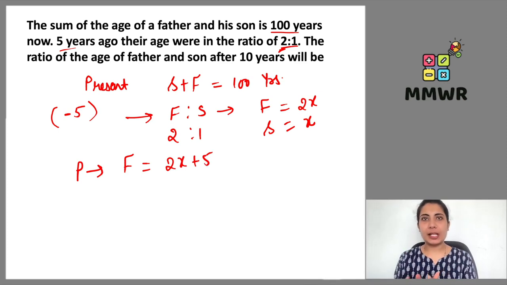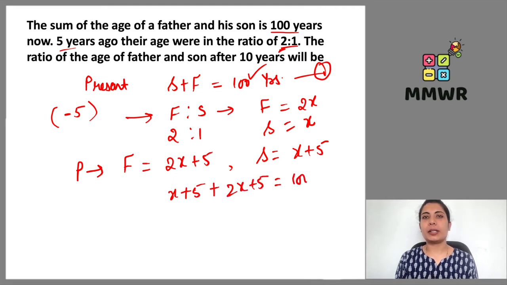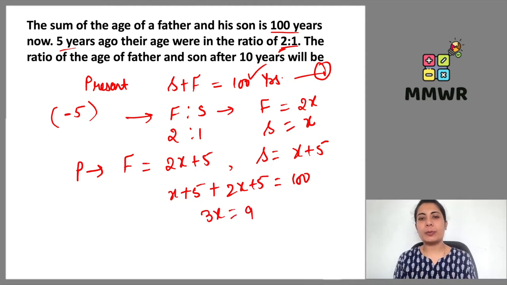Father is now 5 years older, right? This is the age from 5 years ago. And son's age will be x plus 5. Now we have to substitute this in place of son plus father is equal to 100. This is the first equation. We will be substituting the value of son and father's present age. So present age is x plus 5 plus 2x plus 5, right, is equal to 100. This gives me 3x plus 10, which goes to that side, making it 90. 100 minus 10 is 90.